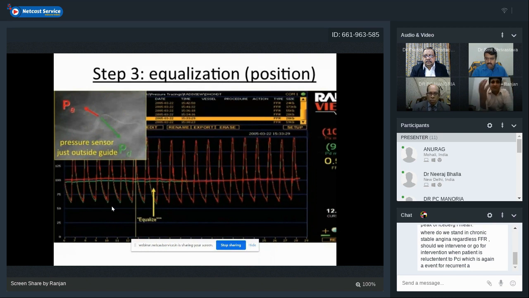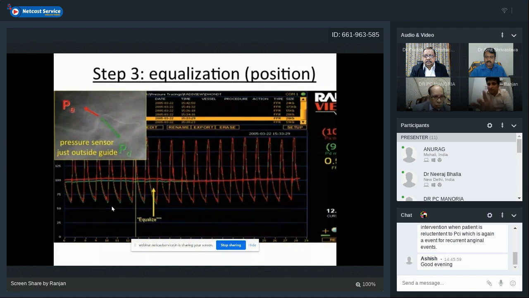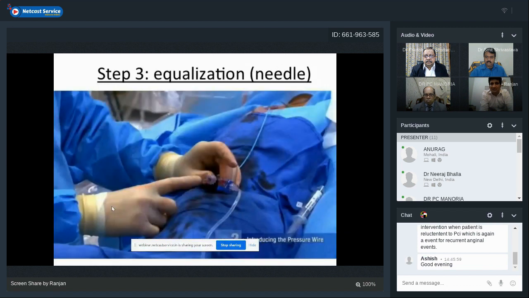That's a very important message, and it's very important to follow it. The next important message is equalize. We need to equalize multiple times, and you can't have just one value less than 0.8 and jump at it. It's very important to understand that what we see is true and consistent. So the first step is equalize. Where do we equalize? If you're dealing with a non-ostial lesion, the equalization is in the left main, or beyond the guide. The pressure transducer is at the proximal tip of the wire. So when we see a 3 centimeter wire, the pressure tip is at the proximal point. So it's very important for us to cross the lesion and go beyond it.